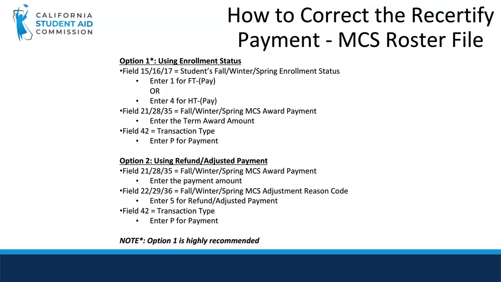Or option 2. Using refund adjusted payment. Fields 21, 28, 35. Fall, winter, spring MCS award payment. Enter the payment amount. Fields 22, 29, 36. Fall, winter, spring MCS adjustment reason code. Enter 5 for refund adjusted payment. And then field 42, transaction type. Enter P for payment. Please note option 1 is highly recommended.